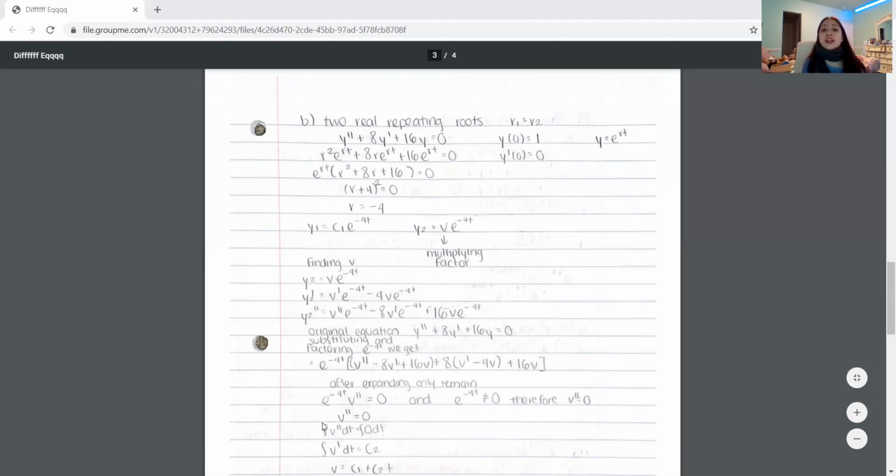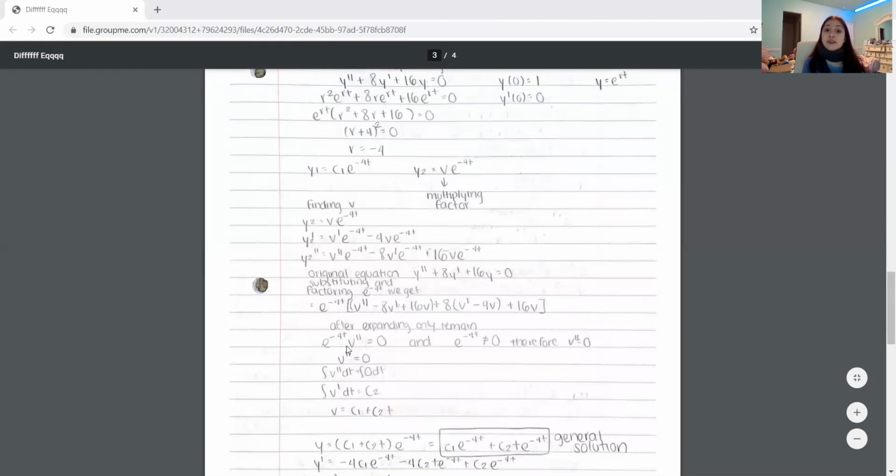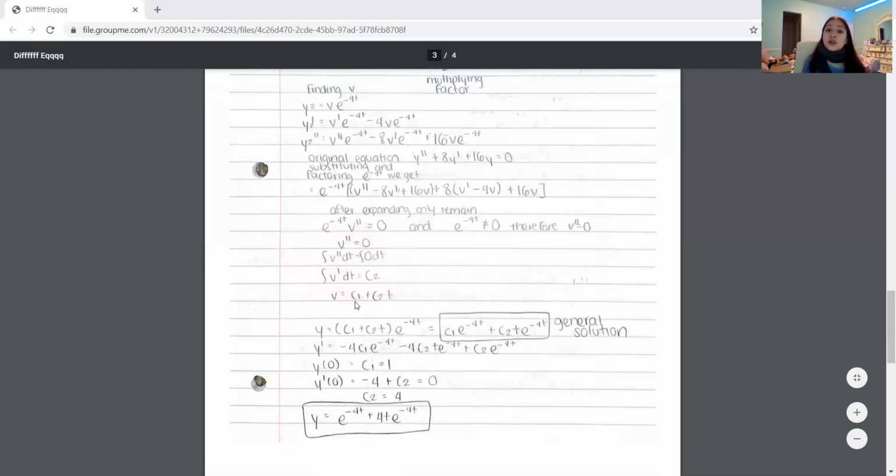After doing that, we're going to realize that most of the terms cancel out, and the only thing left is going to be e to the -4t times v double prime. Since we know that e to the -4t cannot be equal to 0, we know that v double prime must be equal to 0. So we're going to find v by integrating. We get that v is equal to c1 plus c2t.